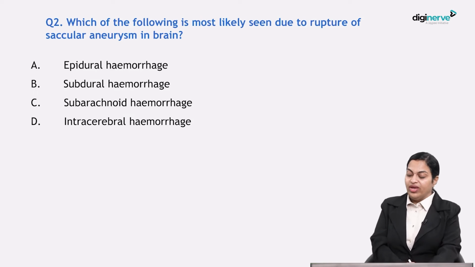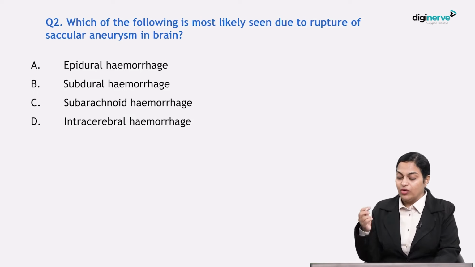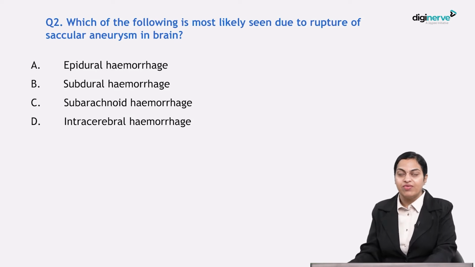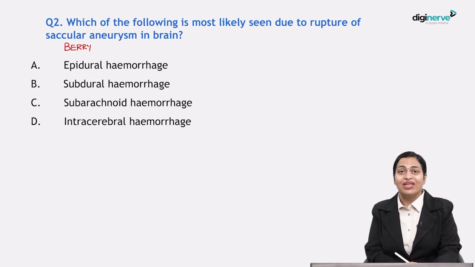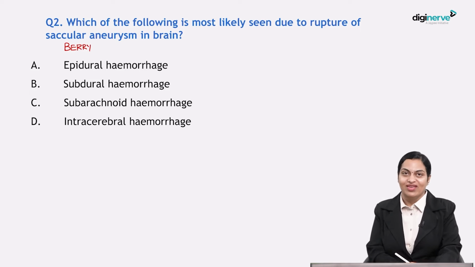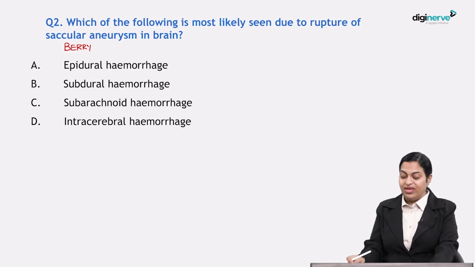Which of the following is most likely seen due to rupture of a saccular aneurysm in the brain? Do you know the other name for the saccular aneurysm? The berry aneurysm that involves the circle of Willis. And rupture of this berry aneurysm produces subarachnoid hemorrhage. Shall we have a quick discussion over this high yield topic?